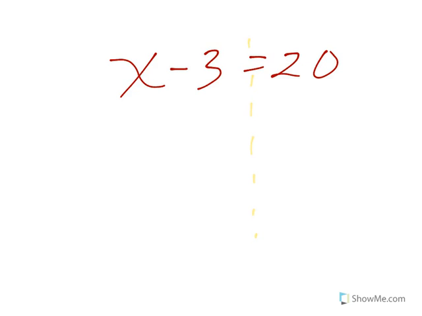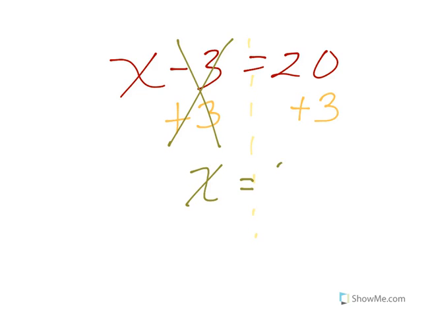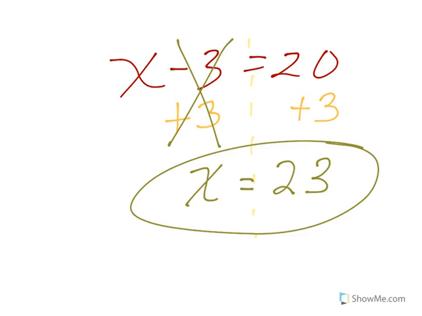Now, if I want to get x by itself, the next step is I need to get rid of this minus 3. Well, what's the opposite of minus 3? Plus 3. So I'm going to add 3 to both sides. The reason this works is minus 3 plus 3 is 0, and I'm left with just x, and then 20 plus 3 is 23. So my first step was to multiply, and the second step was to, in this case, add, because we always want to do the opposite of what's given.